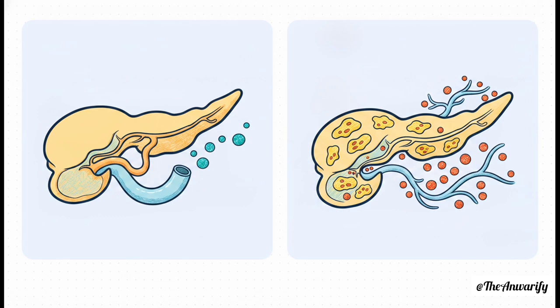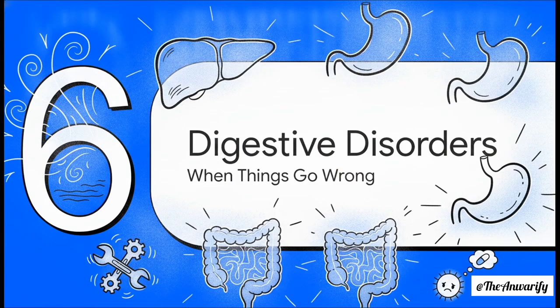These clusters secrete hormones directly into your bloodstream, specifically insulin, which works to lower your blood glucose, and glucagon, which works to raise it. Finally, we arrive at Section 6, Digestive System Disorders, basically looking at the clinical realities of what happens when these intricate systems are disrupted.